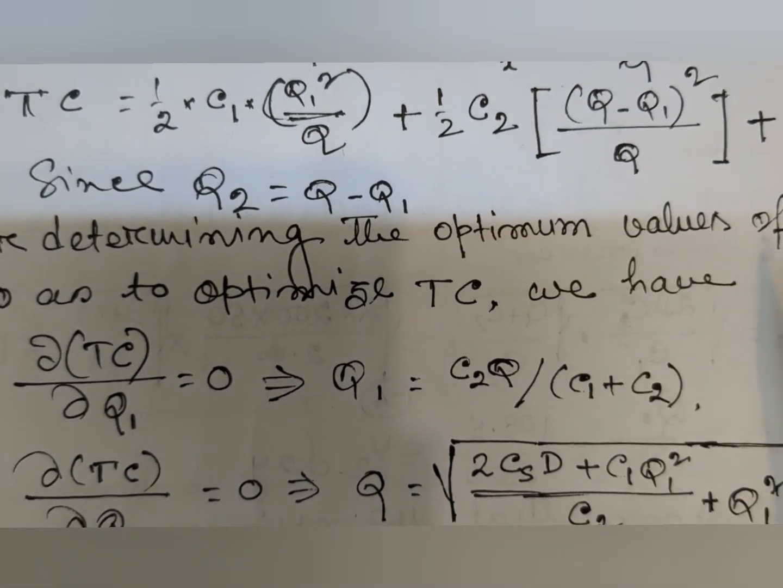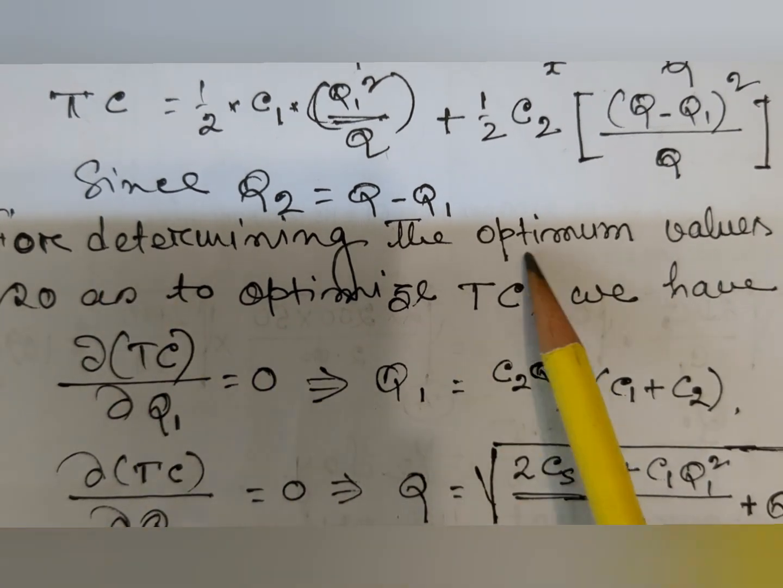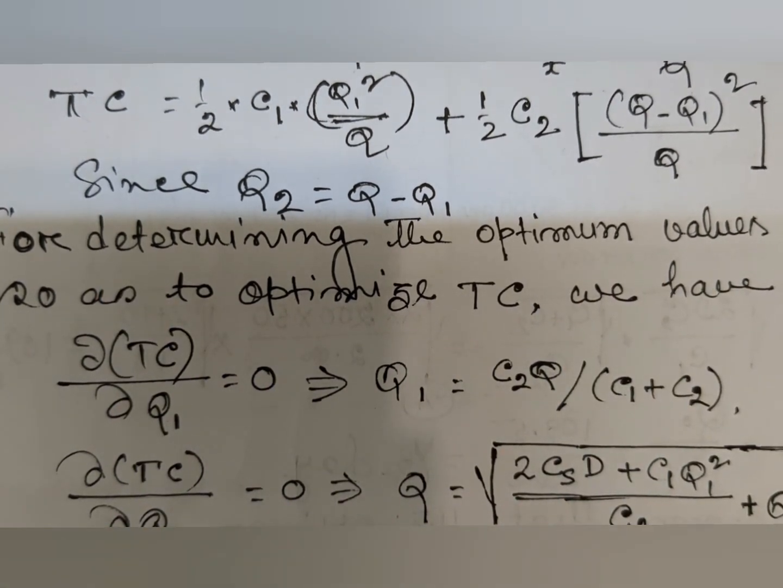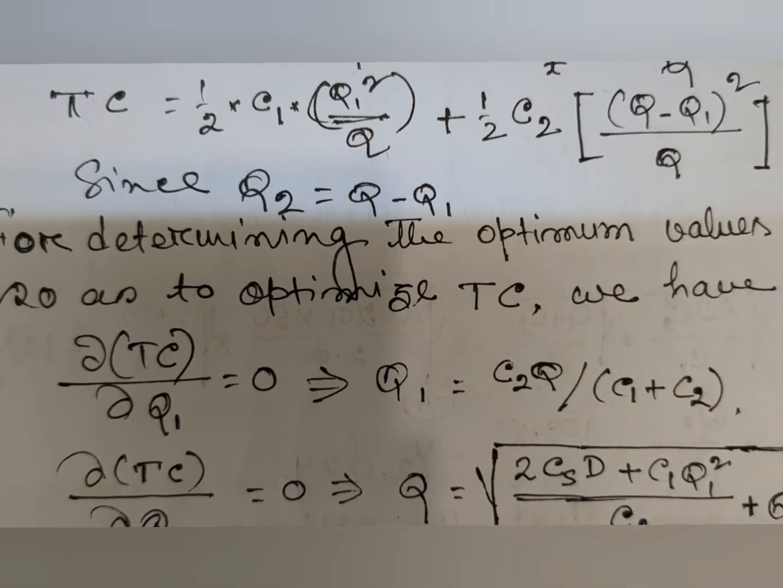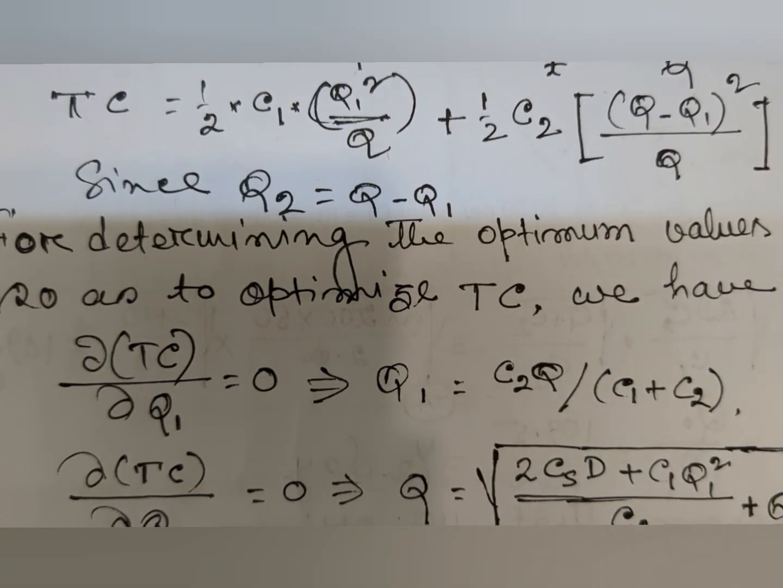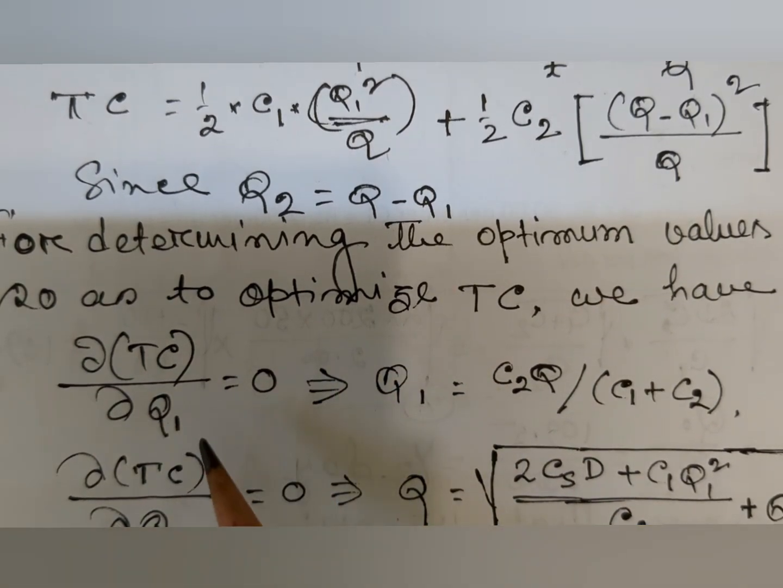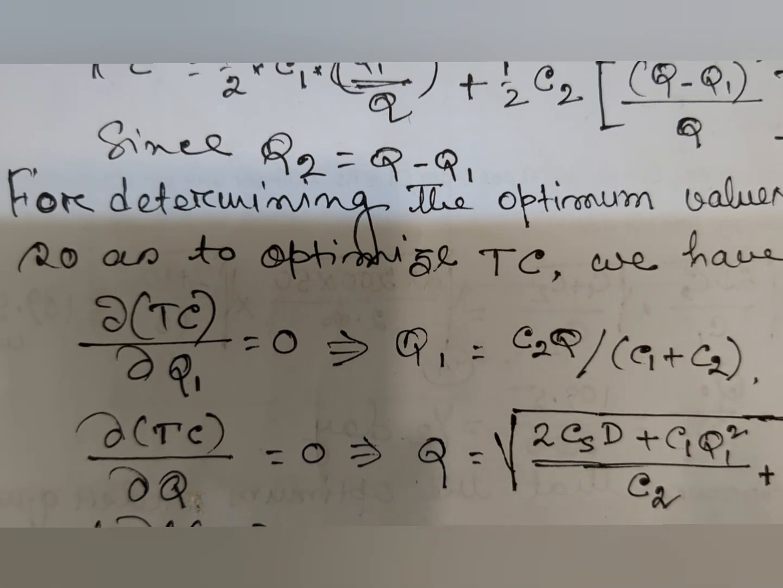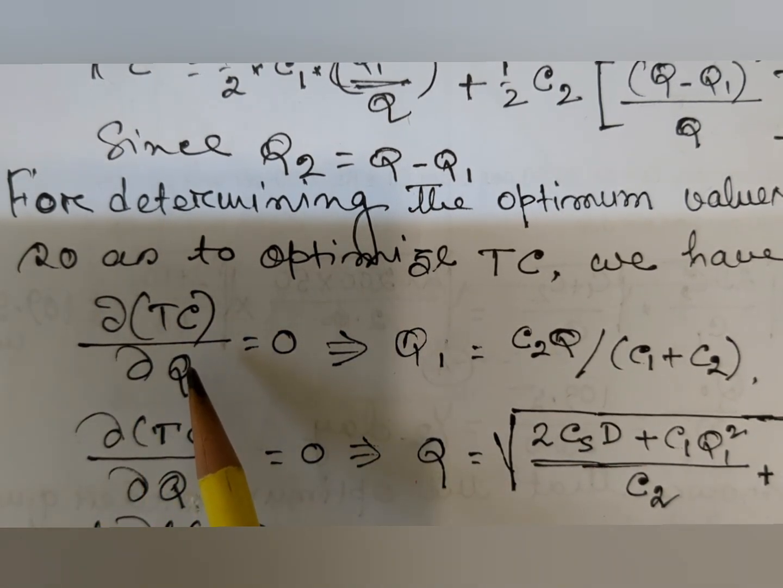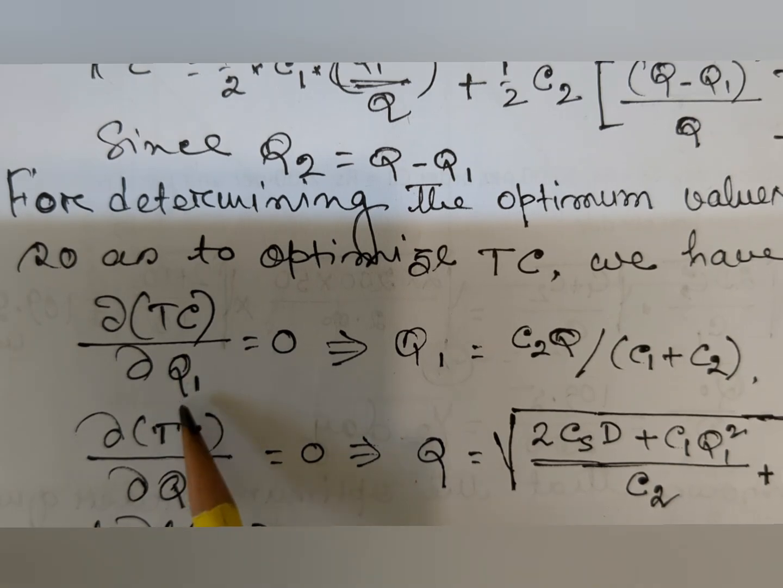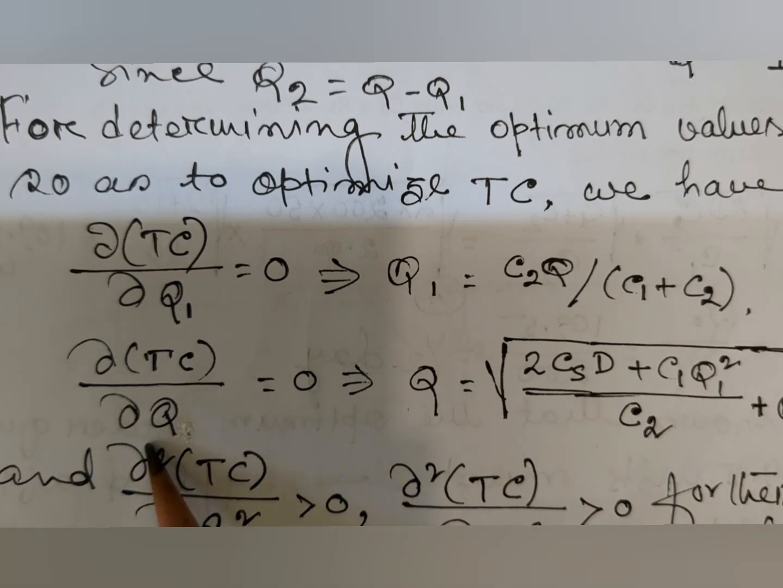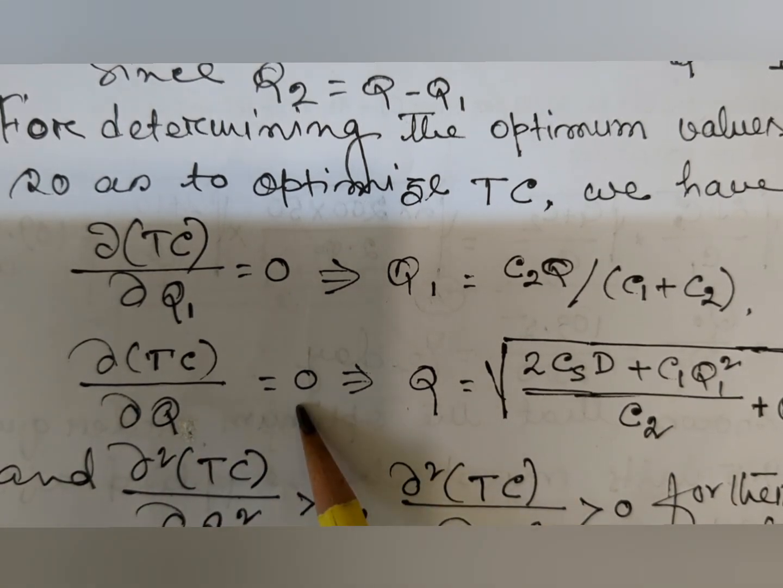Now, for determining the optimum values of Q1 and Q, what will be the optimum values of Q, means ordering quantity, and this is the optimum size of the backlog order. You have to find out this. It is asked in the problem. What you have to do? As there are two variables, that's why we have to use the partial differentiation. The basic condition for optimization is delta TC with respect to Q1 will be equal to 0, and another optimization, delta TC with respect to Q will be 0.